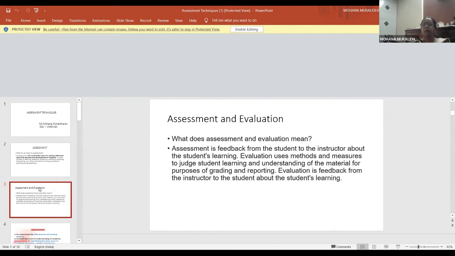Evaluation is like what we do to children. Conduct a test, a unit test, an exam, or anything of that sort, grade them and give a report about that to the person who needs it. So that is what makes the difference between assessment and evaluation. Assessment is nothing but a feedback from the students to the instructor, whereas evaluation is for the purpose of grading and reporting to know the understanding and students' learning capacity.